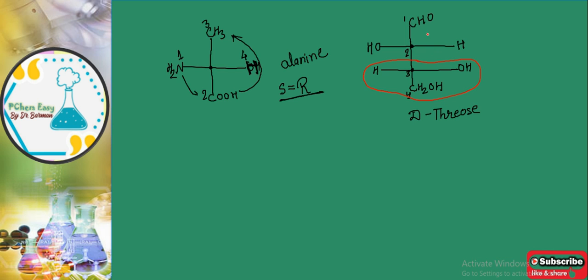We have to assign the priority according to the atomic number. This is the chiral carbon. From this, oxygen is attached, here hydrogen, here carbon, here carbon. So as per the atomic number, oxygen will get priority, and hydrogen gets 4. Out of these 2 carbon groups, we have to assign the priority.